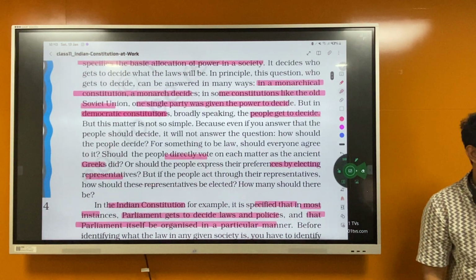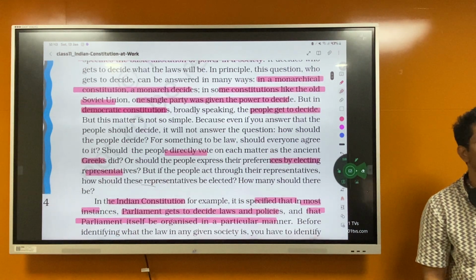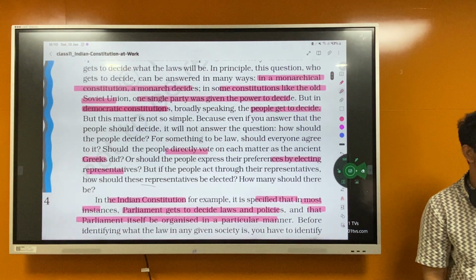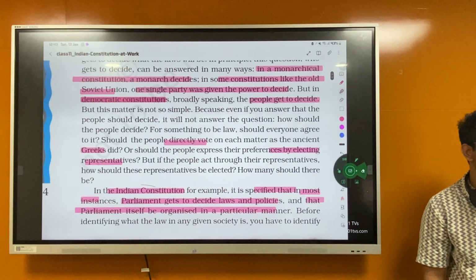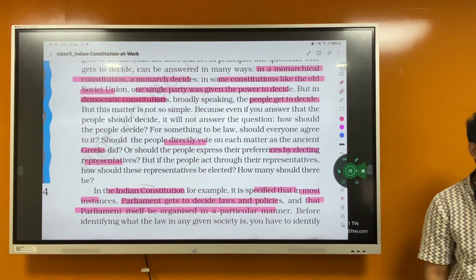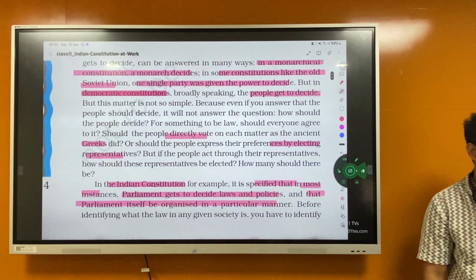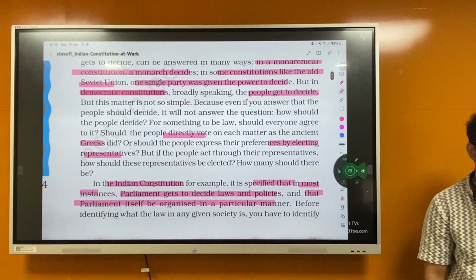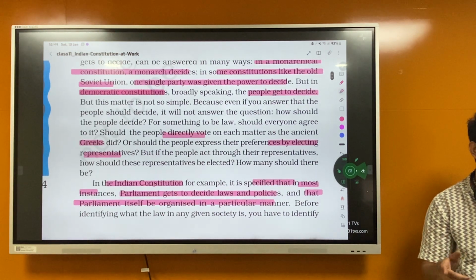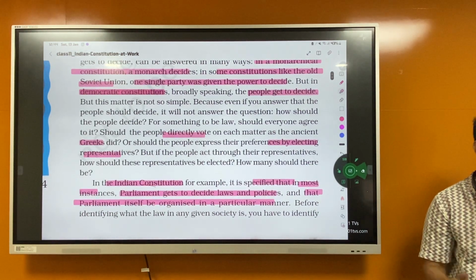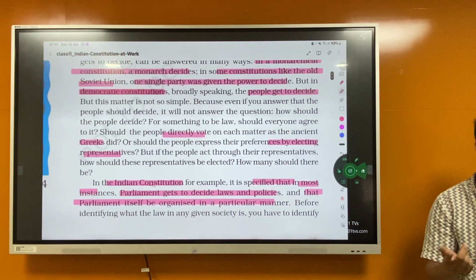So next, in a democratic constitution, broadly speaking, the people get to decide. But this matter is not so simple, because even if you answer that the people should decide, it will not answer the question: how should the people decide? For something to be law, everyone should agree to it, right? Should the people directly vote on each matter as the ancient Greeks did? Or should the people express their preferences by electing representatives?